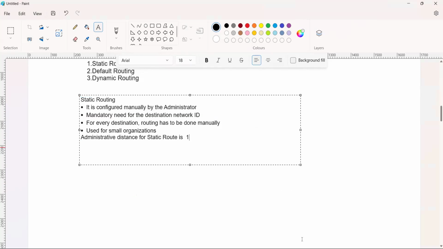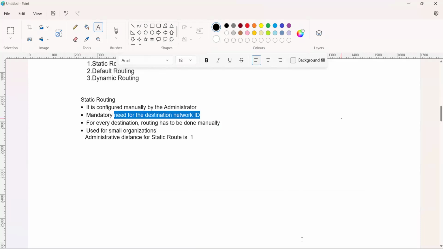So static routing is configured manually by the administrator. We have to configure it manually, and it mandatorily needs the destination network IP address, the destination network ID. What does it mean? I'll explain. For every destination, routing has to be done manually. It is used for small organizations, not for big organizations, and it uses the AD value that is 1. Okay, fine.